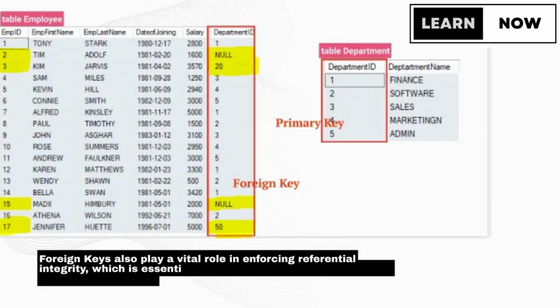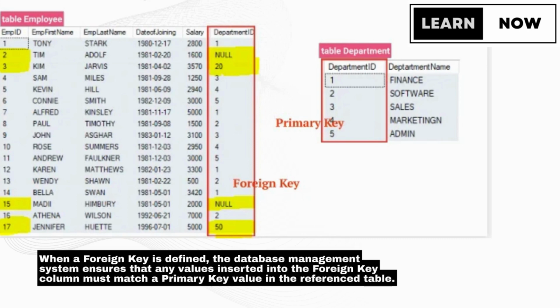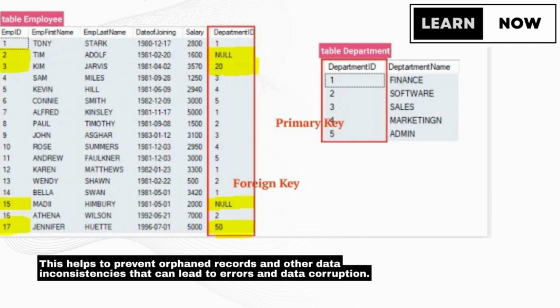Foreign keys also play a vital role in enforcing referential integrity, which is essential for maintaining the consistency and accuracy of our data. When a foreign key is defined, the database management system ensures that any values inserted into the foreign key column must match a primary key value in the reference table. This helps to prevent orphaned records and other data inconsistencies that can lead to errors and data corruption.